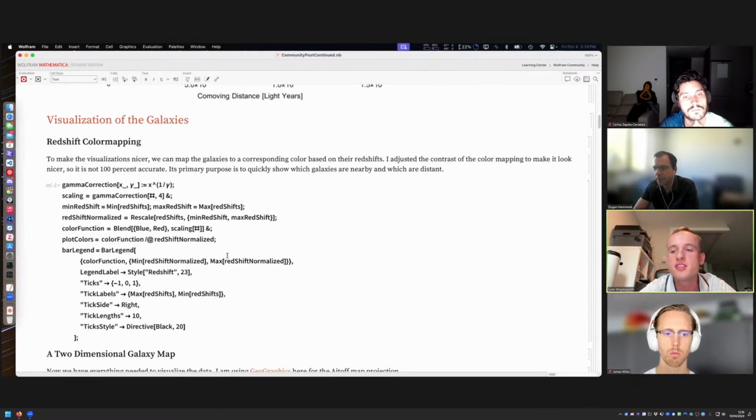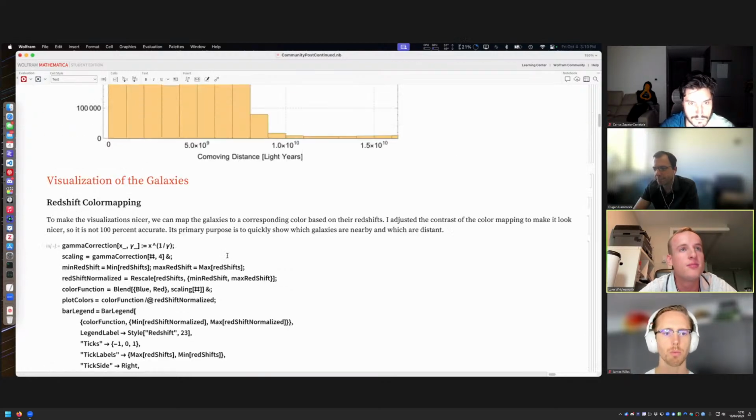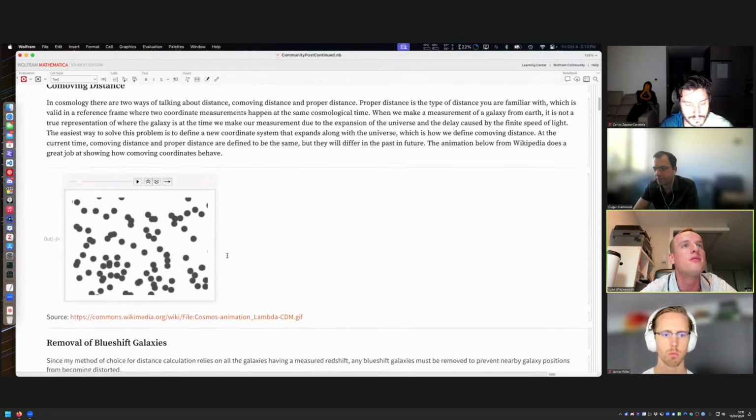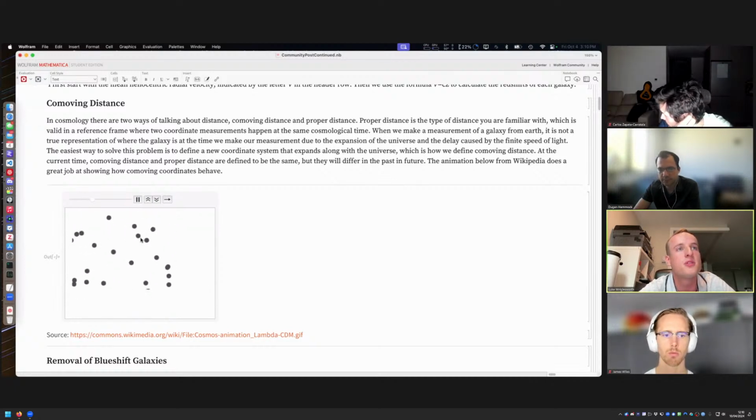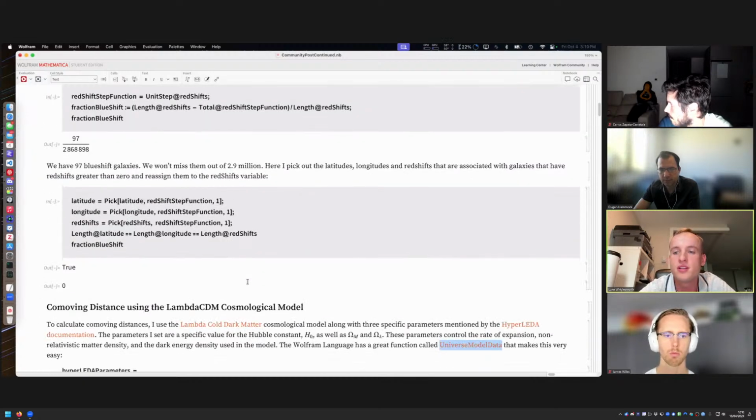Yeah, so comoving distance is basically, I think I put a GIF here. It's as if the coordinate system is expanding at the same rate as the universe. So it's just a visualization. It basically remains constant in time.